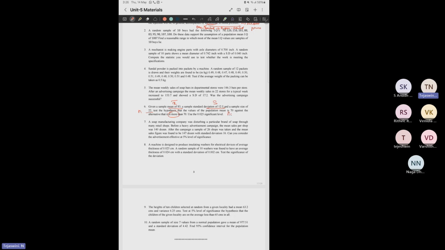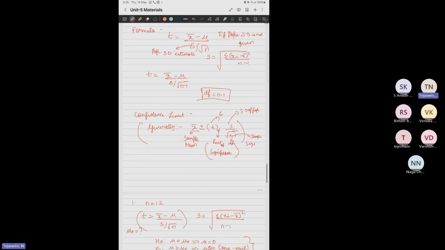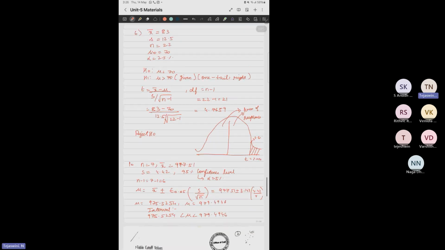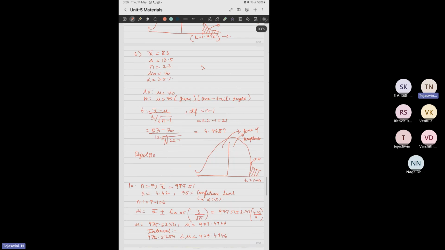So here H naught is mu equal to 70. That is mu naught, the population mean, is 70. And the alternative hypothesis is that mu is greater than 70. They have asked us to use 0.025 significance level, that is 2.5%. Everything is given directly. Since it is greater than, we'll have to use one tail, that is the right tail.